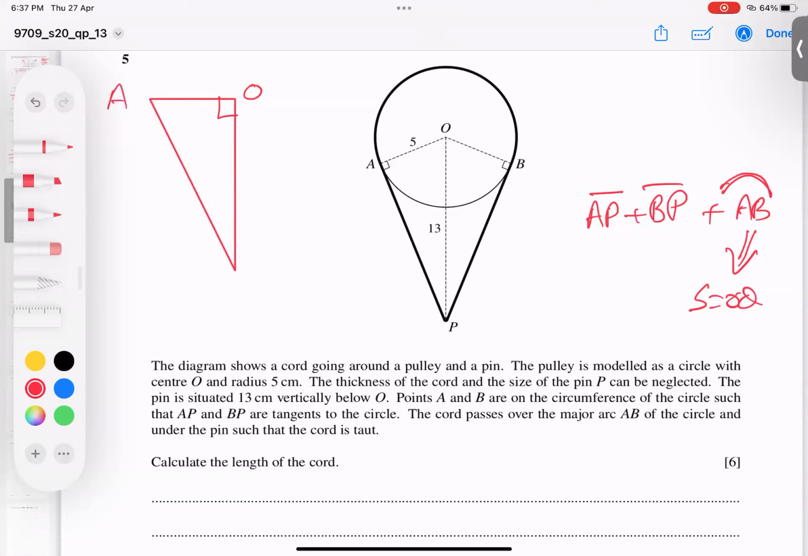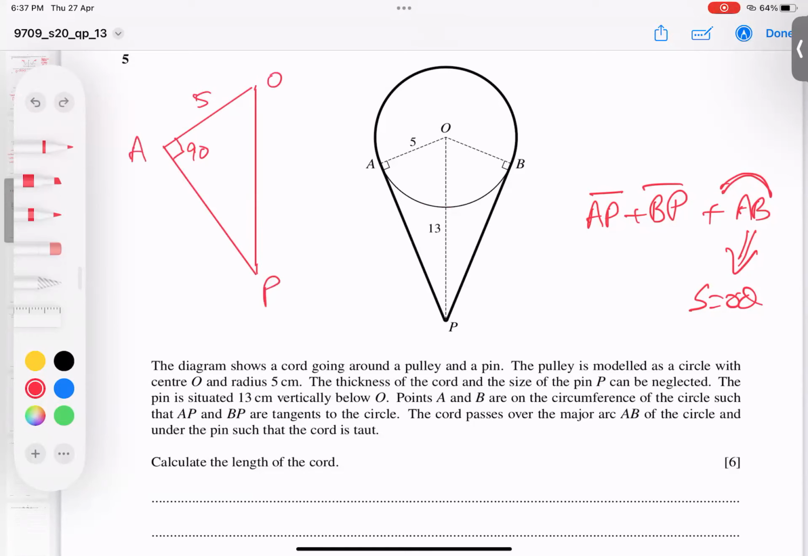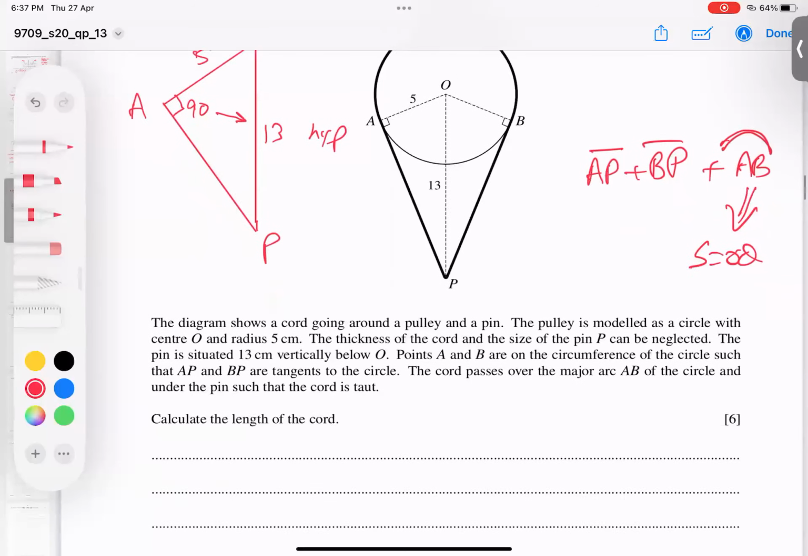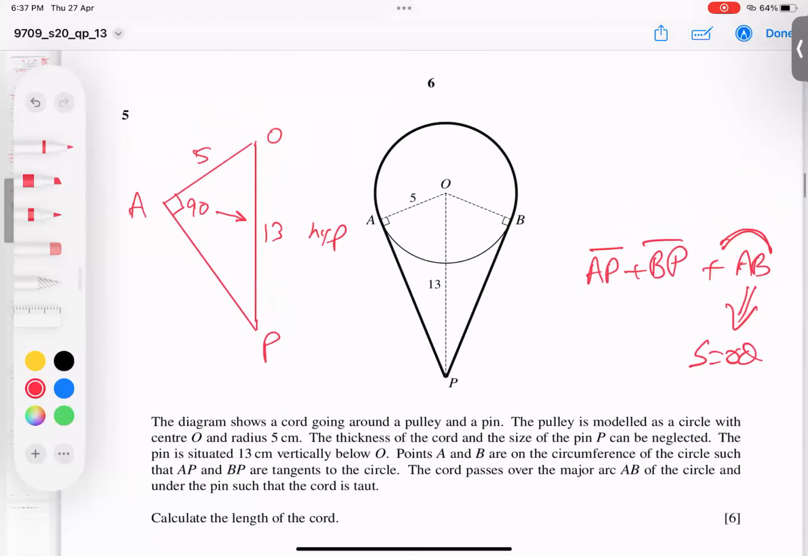Oh, sorry, I made the wrong diagram. Okay, 90 degrees at A, with O, 5, A, and P. And this length is 13, given by him. Okay. And now I think it's a piece of cake for us. I can find AP easily. Why? In front of 90 is called the hypotenuse. So hypotenuse confirmed. So I can easily use the Pythagoras theorem formula here.